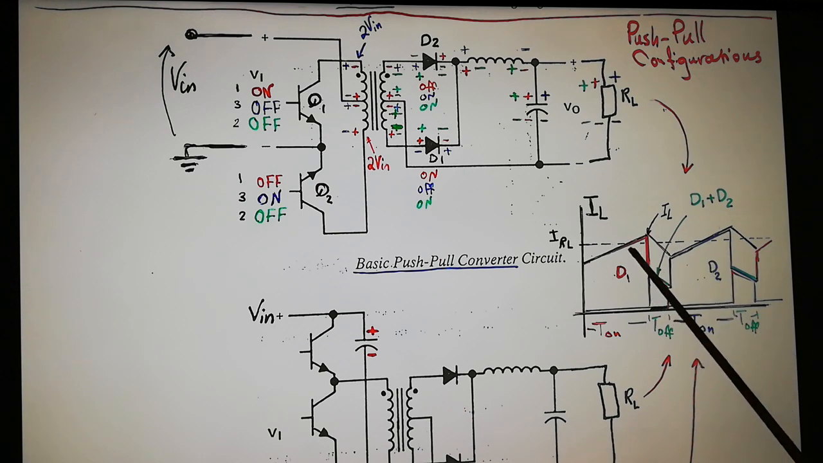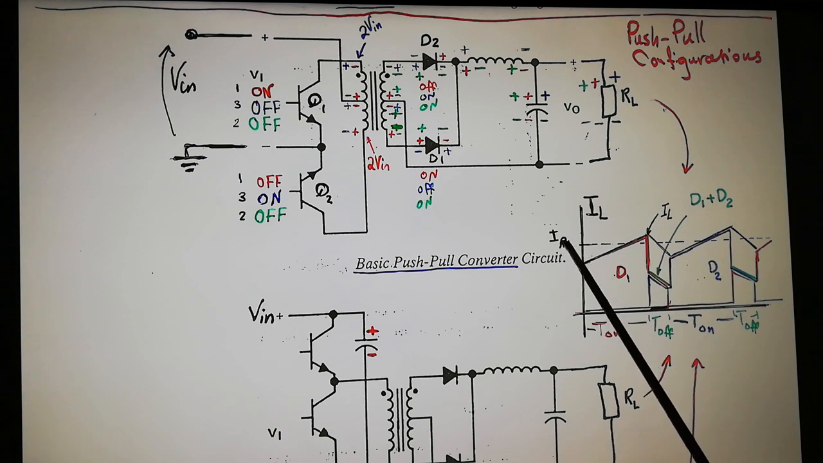And like you see in here, this area is nothing but a charge. All the areas in here are just a charge, because you are talking about currents and you are talking about time. Current multiplied by time equals an area, and that area is nothing but Q, or charge.